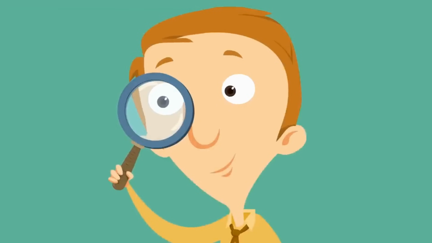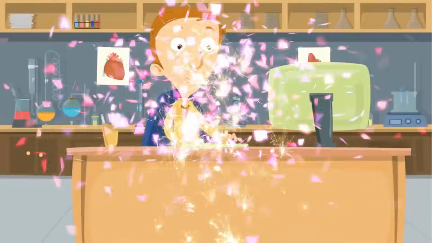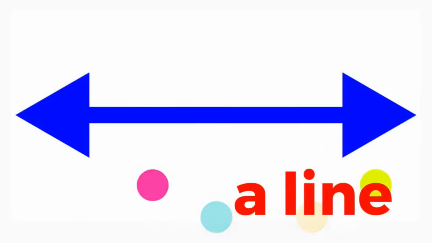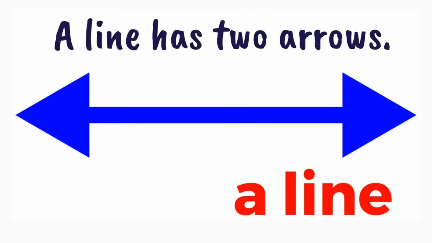First, let's learn about lines. In math, a line looks like this. You have a line with two arrows, one on each end. These arrows show that the line keeps going on forever in both directions. A line has two arrows.